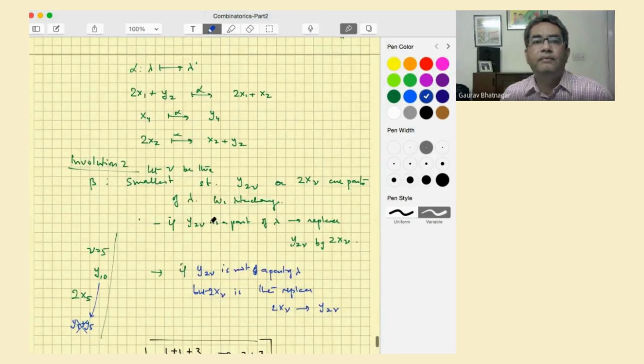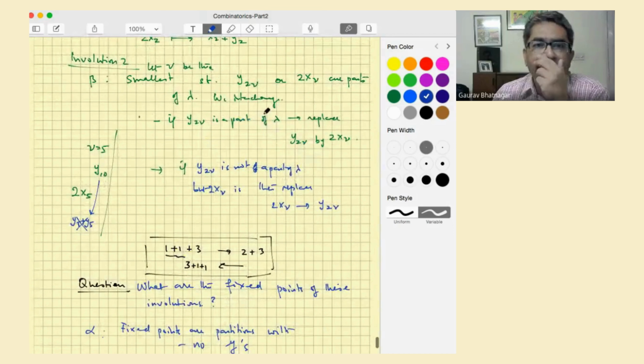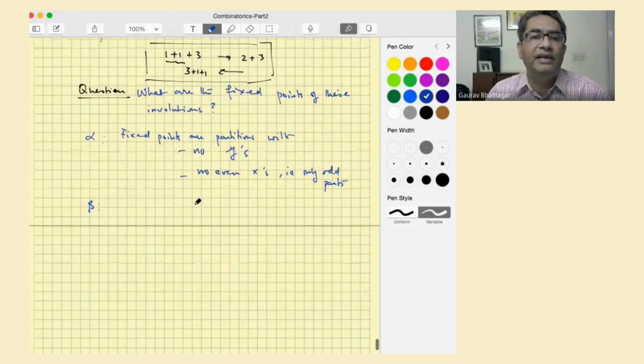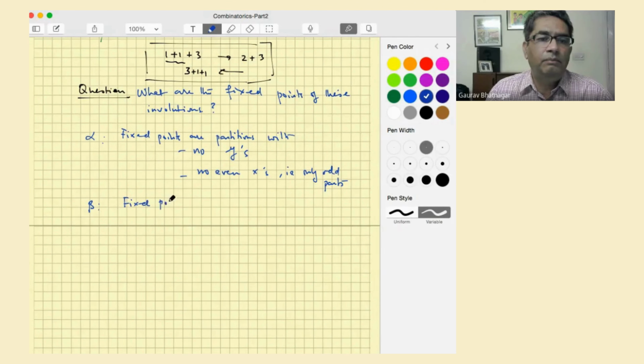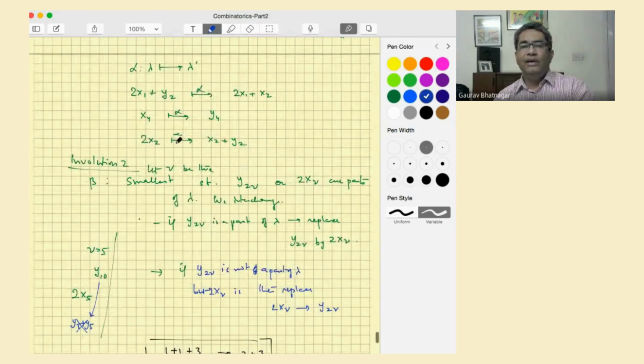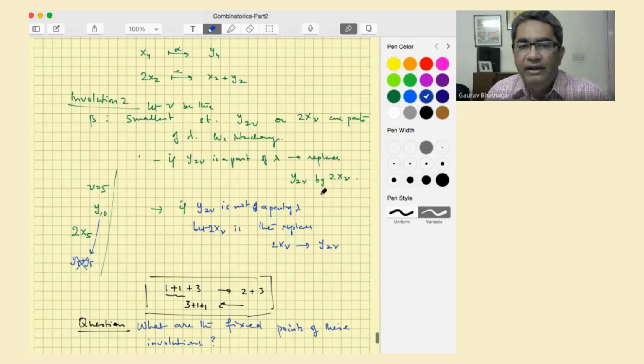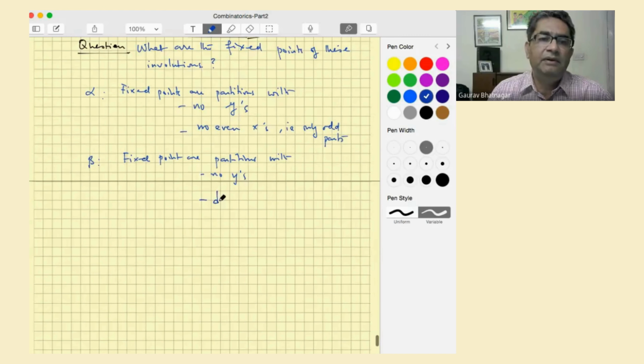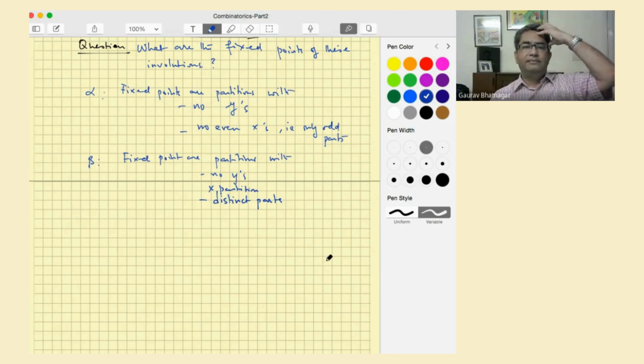And let's look at beta. What are the fixed points? Fixed points again, if there is a y, it has to be a y to v, right? The smallest y to v. If there is nothing like that, that means there are no y's. So again, fixed points are partitions with no y's and no repeated parts. Had there been 2x1, 2x2, 2x3, anything, then it will not be fixed. It will be replaced by something, right? By beta. So fixed parts are distinct parts. So the x partition has distinct parts, right?